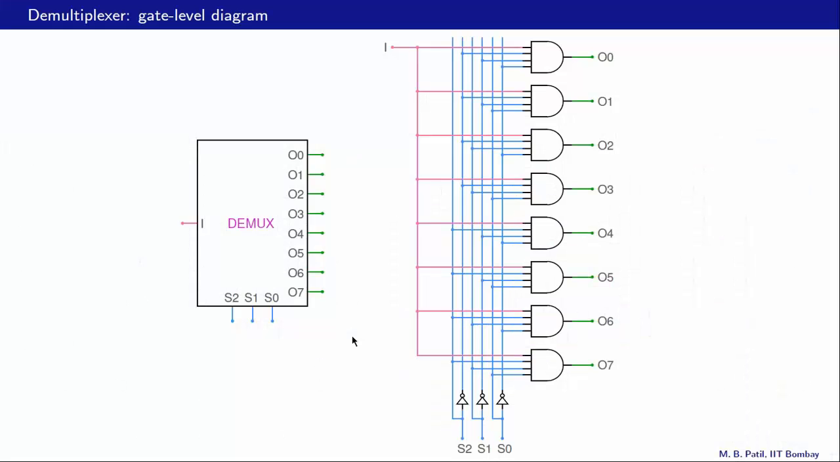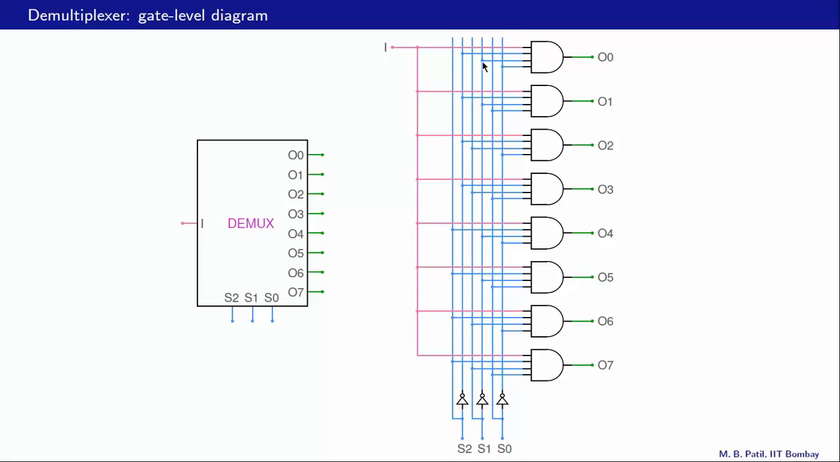Let us now look at the gate level diagram of a demultiplexer. Here is a 1 to 8 demultiplexer or demux in short, and we have 3 select inputs, of course, because we have 8 output lines, and here is the corresponding gate level diagram. And in this circuit we have 8 gates, the same number as the number of output lines, and each gate gets 4 inputs.